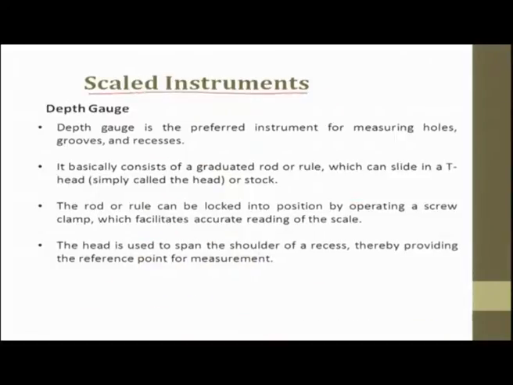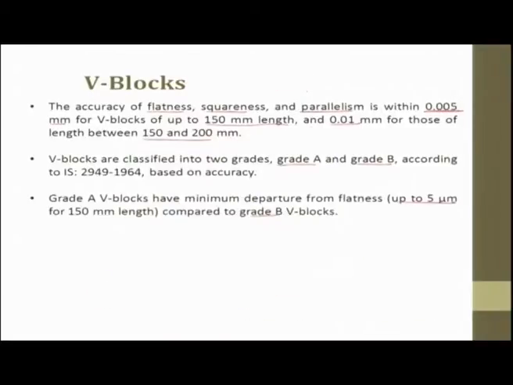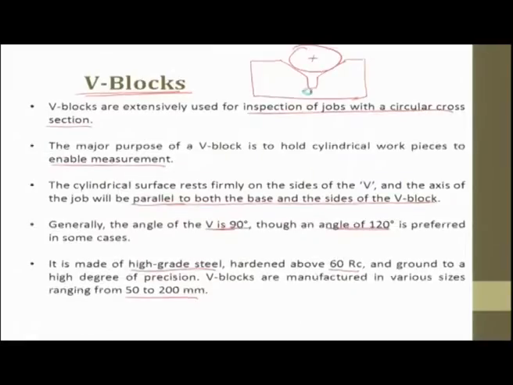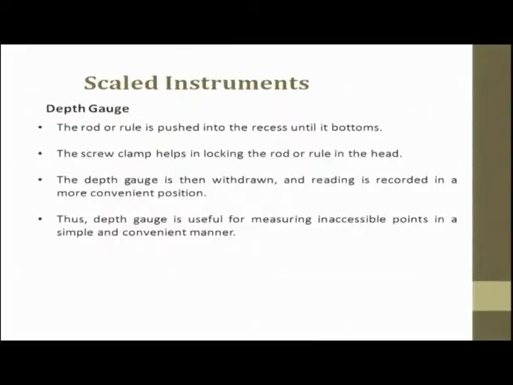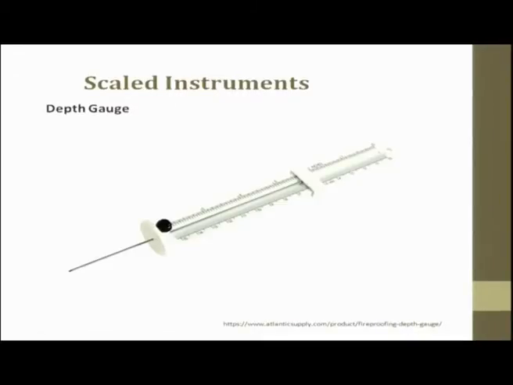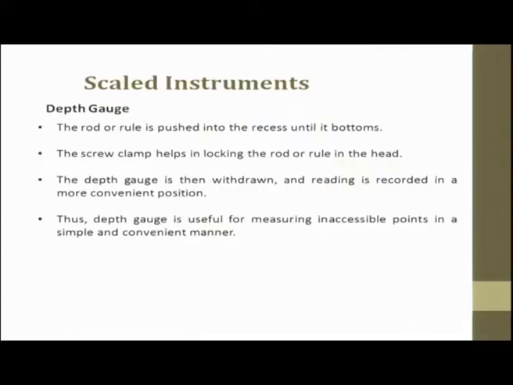Next is scaled instruments. Till now what we saw was linear; now we are going to see scaled. First is the depth gauge. Let me first show you a depth gauge. So, this is a depth gauge. You have several graduations, and you have a pin or a plunger which goes inside the hole. You fit it inside the hole, adjust the height, and then you can see from the graduation what is the depth inside the hole. So, this is a depth gauge measurement.